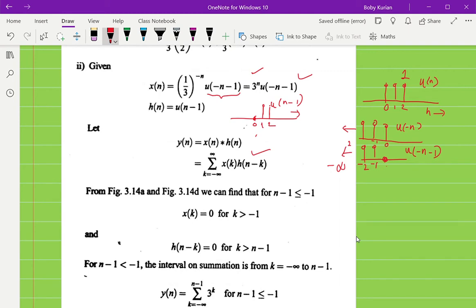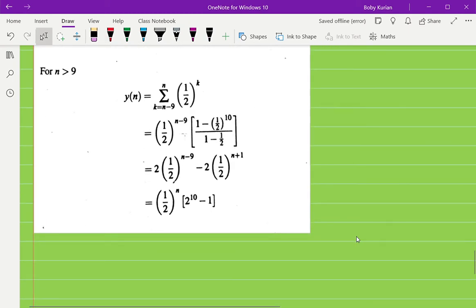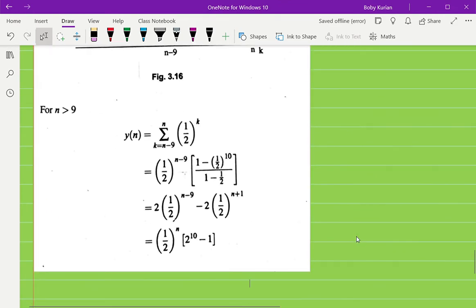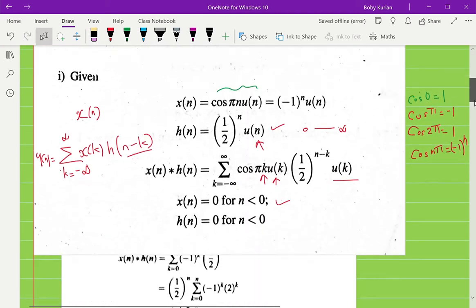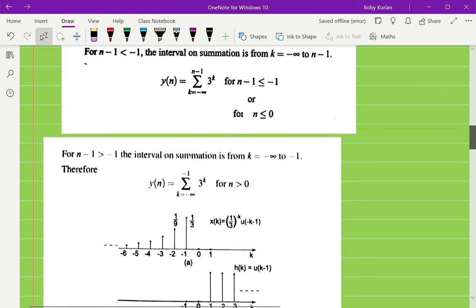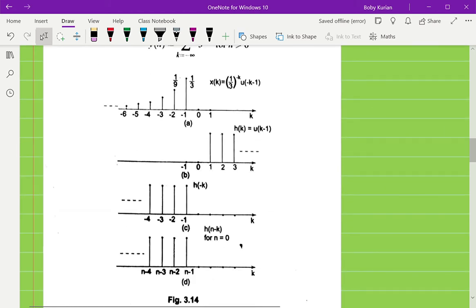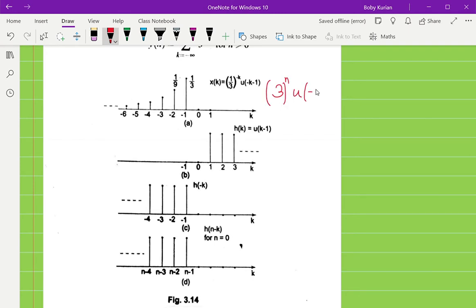Now we can see the figures which represent these signals. So I will show you the figure which shows this signal. You can see the first one, which we obtained as 3 raised to n into u of minus n minus 1. So as per the equation, this is x of k.